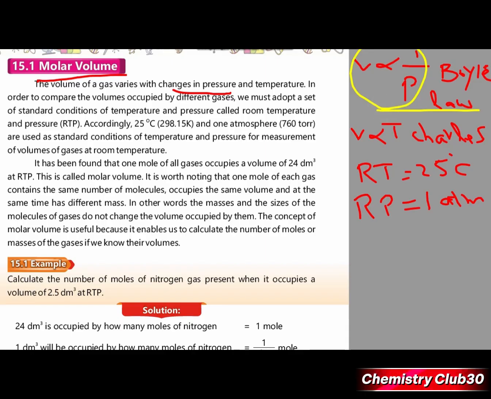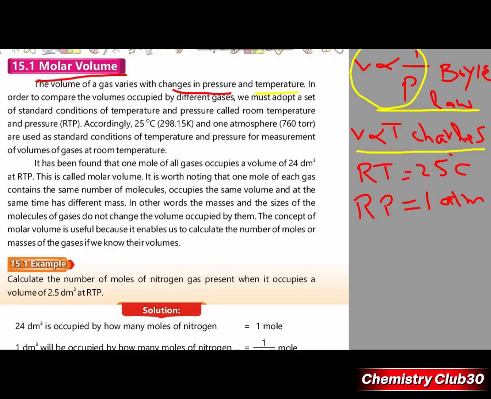And volume also varies with the temperature, and this is called Charles' law, which we have studied previously: volume is directly proportional to the temperature. If temperature is high, volume will be greater, and if temperature is low, volume will be less.